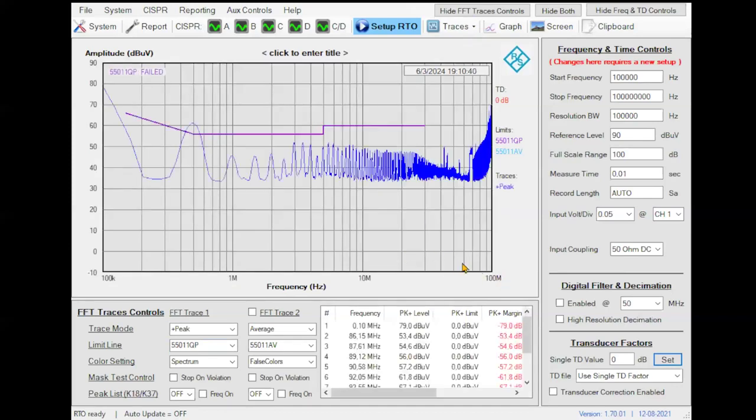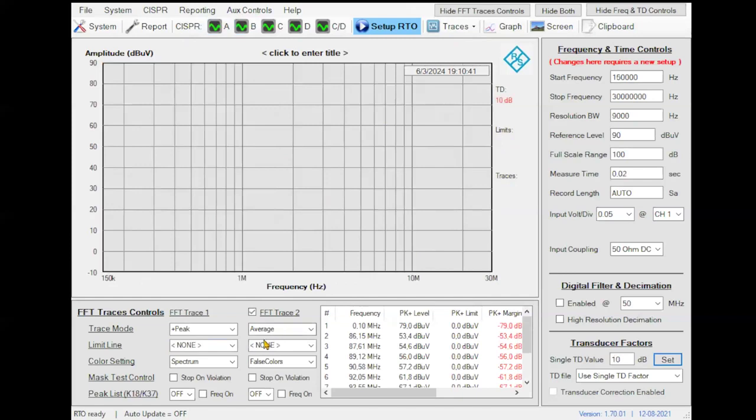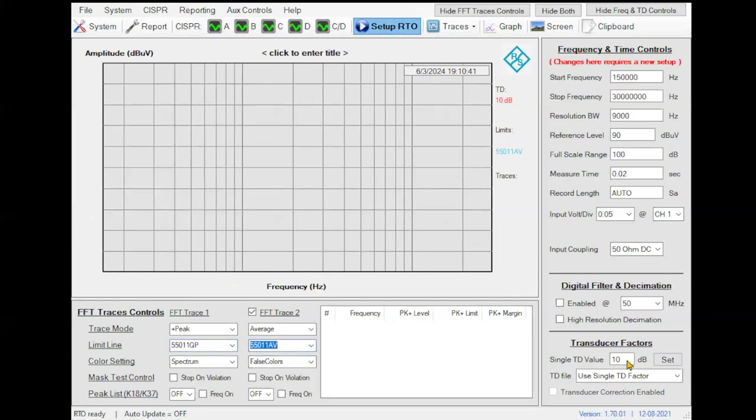Oh, sorry. I forgot to make the B measurements. This one, quasi-peak, sorry. I am trying to arrive on time. This one. I'm doing the setup. Let me introduce here 0 dBs in the transducer factor because I am not introducing the transient limiter, and let me recover the FFT traces.